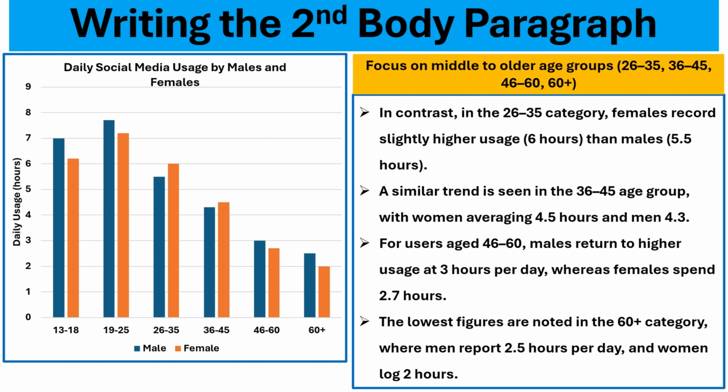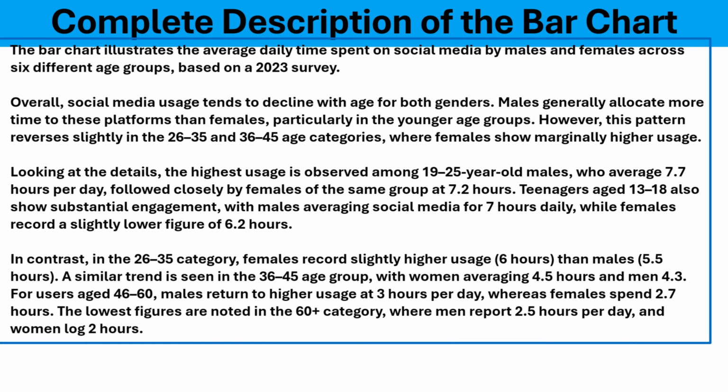We end the paragraph by showing the lowest usage in the oldest age group, using varied vocabulary like report and log instead of repeating spent. This paragraph, along with the first, clearly shows how social media usage varies with age and gender, and how the pattern shifts across groups. We have now looked at each part of the response, the introduction, the overview, and both body paragraphs step by step. Now let's put it all together and look at the complete description of the graph.